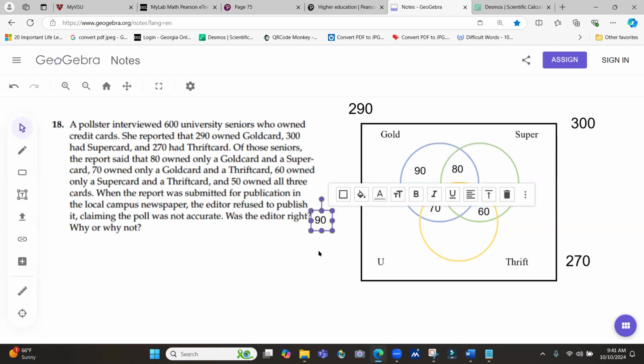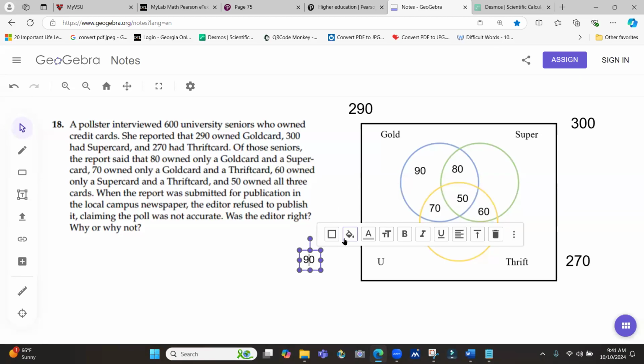I'm going to check my math. Let me just double check. 110. 50 plus 60 is 110, plus 80, plus 110, plus 110 is 300. So we didn't mess up.